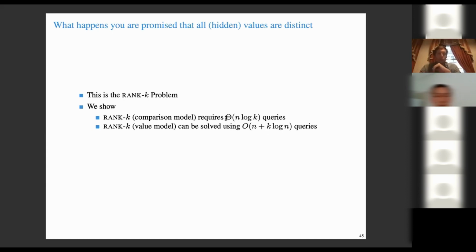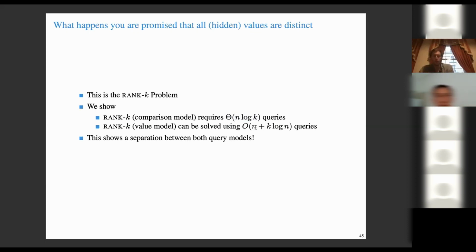What you can show is that in the comparison model, it's going to take you n log k queries. But if k is much smaller than n, then you can do it in the value model with O of n queries. And the algorithm is actually quite simple. It's really slow, but it does work. For each paper, you look at the value that was returned most often, and that's your guess for that paper. Whenever there are two papers with the same guess, one of them is wrong because there can only be one. So you just repeat until you break this equality, until you find out that one of them is actually a different one.